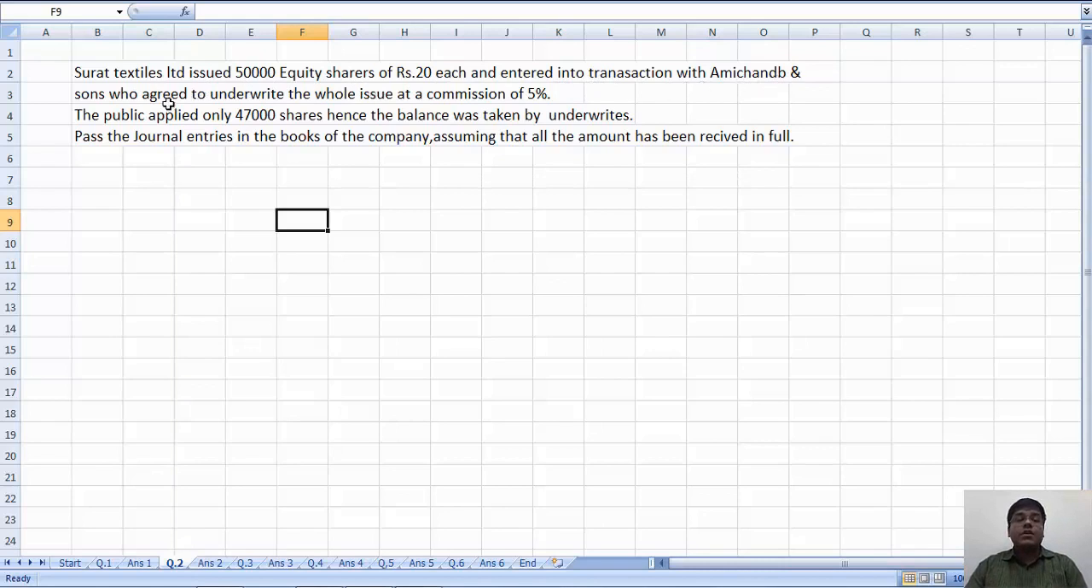Question number 2. Surat Textiles Limited issued 50,000 equity shares of Rs 20 each and entered into a transaction with Amichand and Sons, who agreed to underwrite the whole issue at a commission of 5%. The public applied only 47,000 shares, hence the balance was taken by the underwriter.